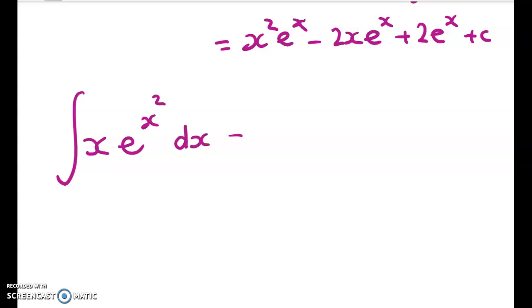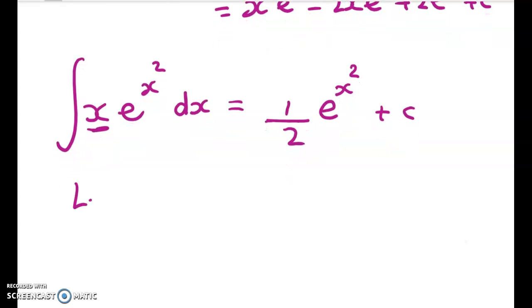So first of all, just looking at it, let's try something, leave a gap. It's going to be something e to the power of x squared. Now when I differentiate that, I'm going to have 2x sitting out here, but I just want x. So we have to multiply it through by a half. So that's my answer. So we can do that by inspection once we're confident. But if we're not confident, we can do it using substitution.